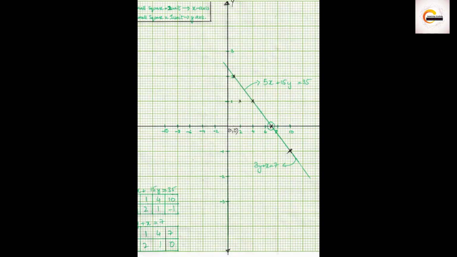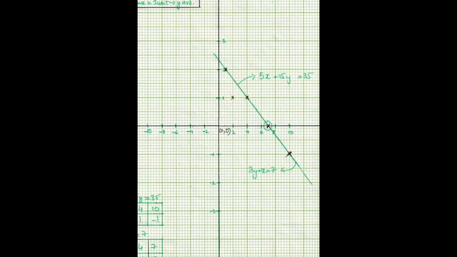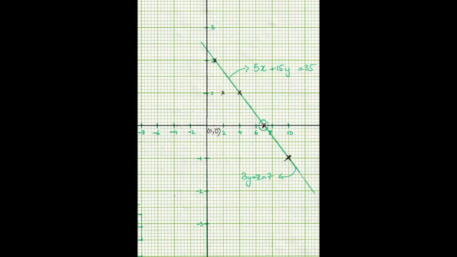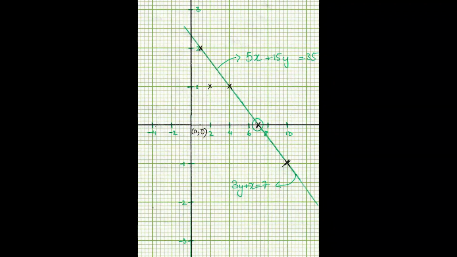So in the graph of question 5b, we can see that all the 6 points overlap each other, hence only one line is formed.